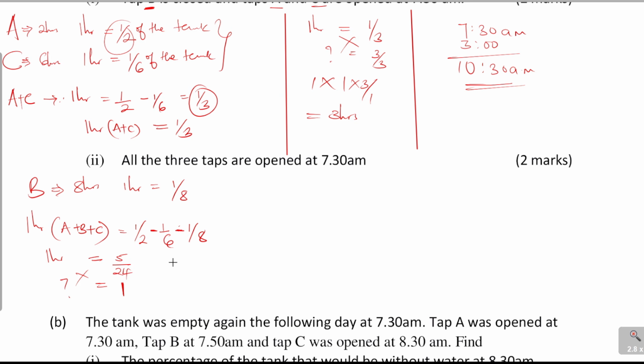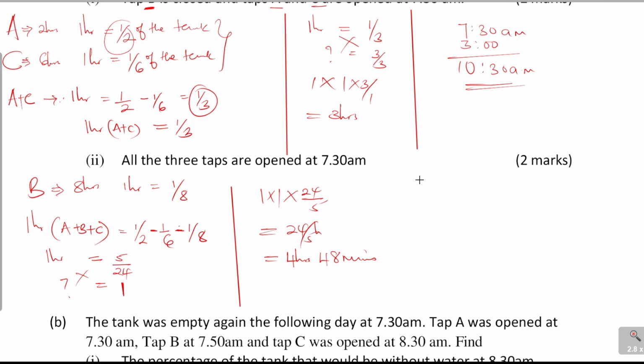So you simply cross multiply, and this will give 1 times the reciprocal, dividing by 5 over 24, that is 24 multiplied by 24 over 5. So this gives 24 divided by 5 hours, which is 4 hours and 48 minutes, because this is in hours. That is the time taken by the three taps to fill the tank.